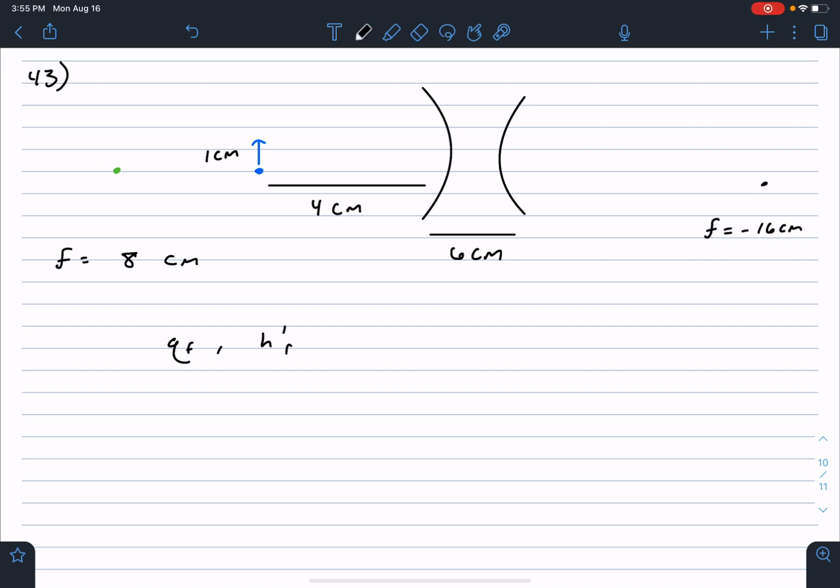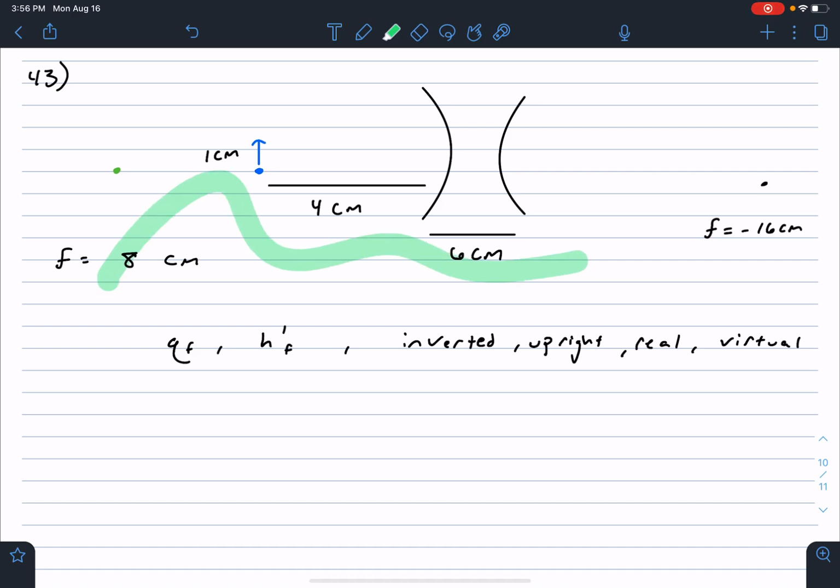We'll call these F for final. Okay, and then we are asked to describe it, as usual. So describe it by: is it inverted or is it upright? Is it real? Is it virtual? And if we do those things, we should be able to do pretty much whatever you need to do. You can use mirrors, right? Okay.